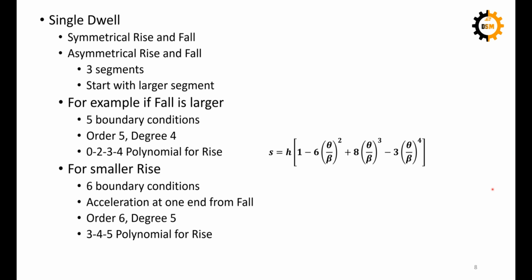So if I draw this 3, 4, 5 polynomial, it will have this equation. This is taken as a typical example. The coefficients can vary from design to design, from problem to problem. Also, the h will be different based on the height or rise required in that cam follower mechanism. And the coefficients 0, 1, 2 will be 0. So that's why that would be known as the 3, 4, 5 polynomial. So this single dwell asymmetrical rise and fall will use 2 polynomials, one 0, 2, 3, 4 and the other 3, 4, 5.